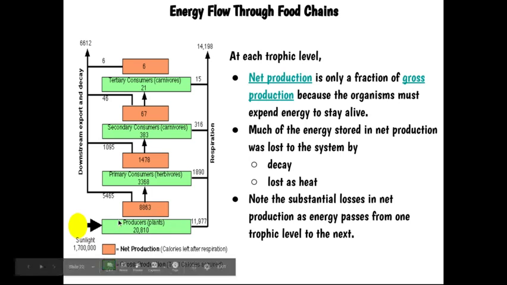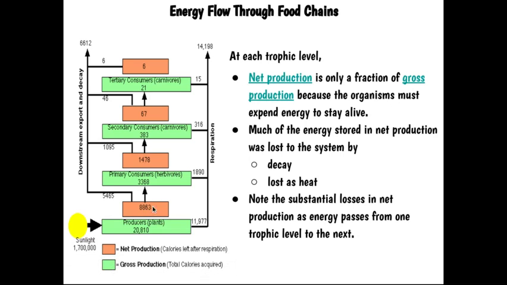However, you'll see that a little bit more than 10% gets passed on from here to here. If you were to divide 1478 by 8863, you would get it. I don't want to do it right now because it's going to take too much time. You could do it on your own. It's going to give you a higher percentage than 10%. But on average, you've learned it as the 10% rule.